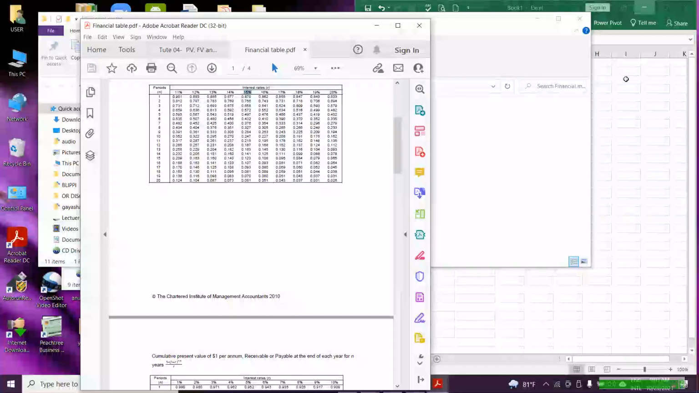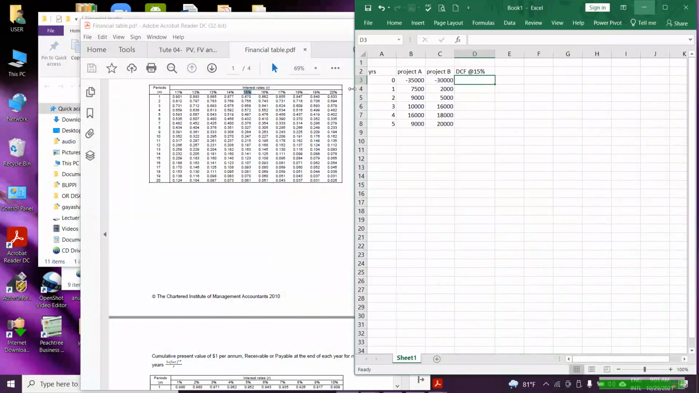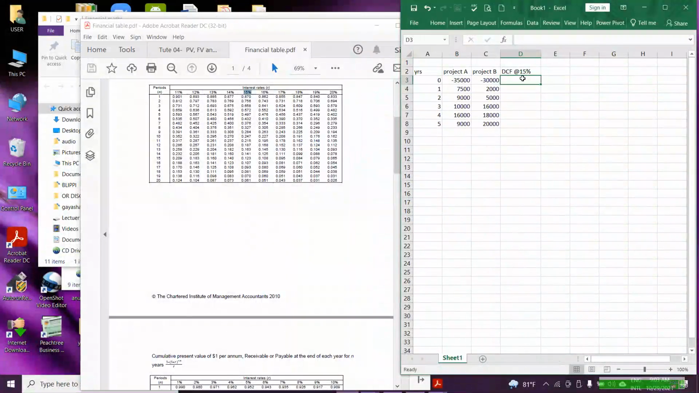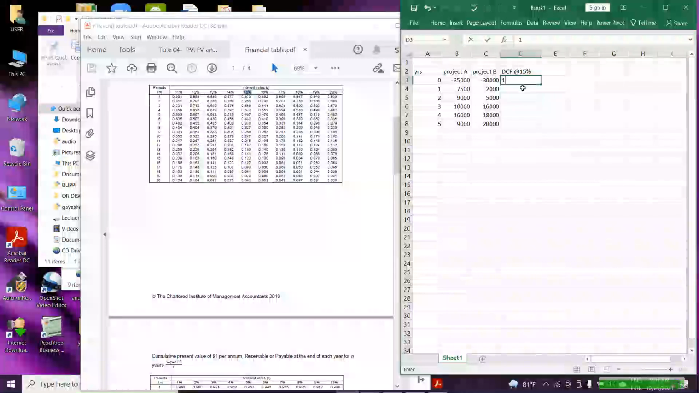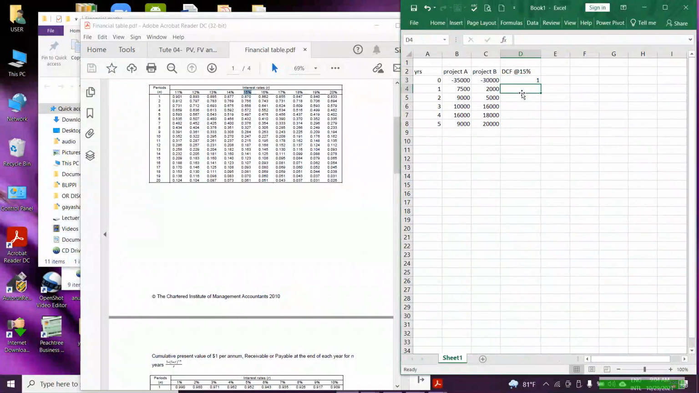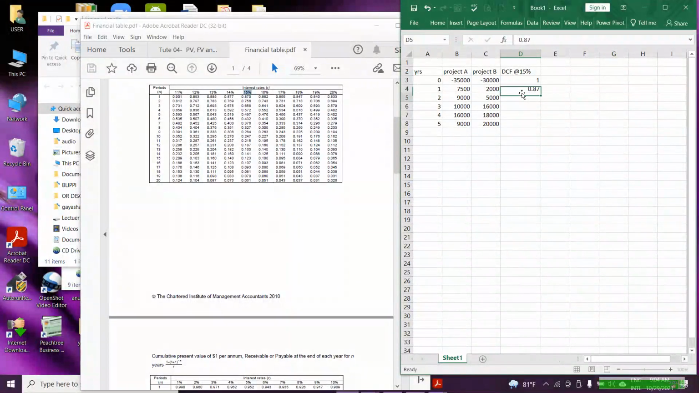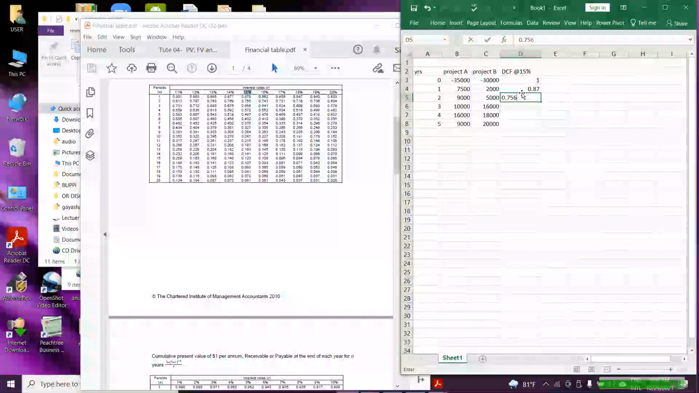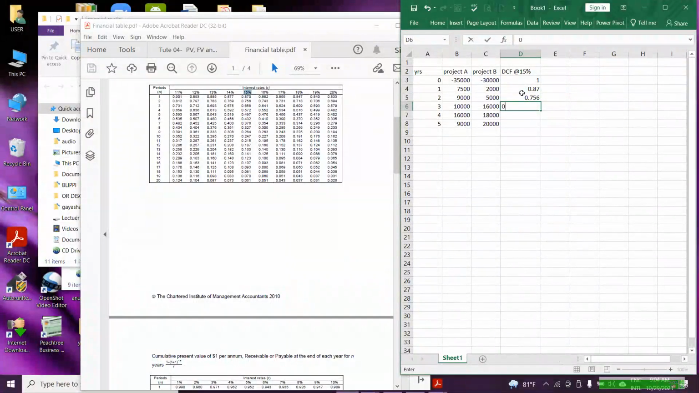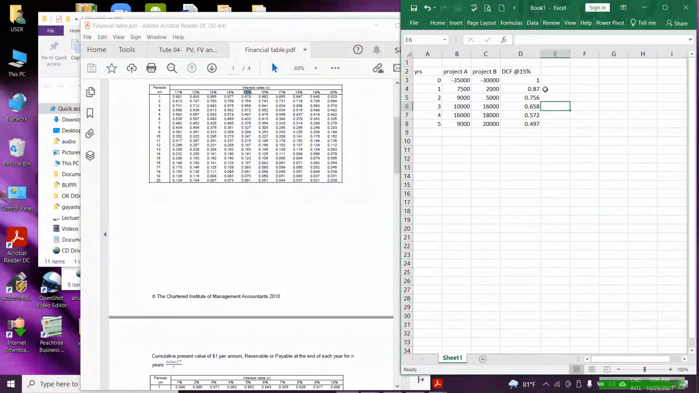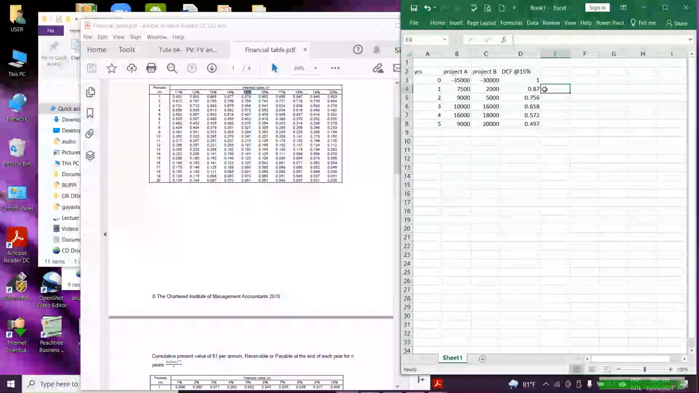So you can use the table. Here discount factor is 1. Then for 15%, 0.870, then 0.756, 0.658, 0.572, 0.497.